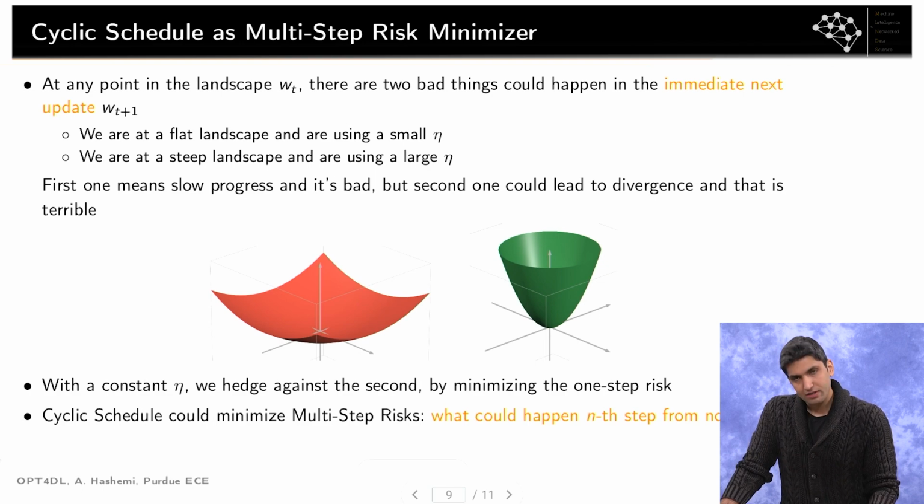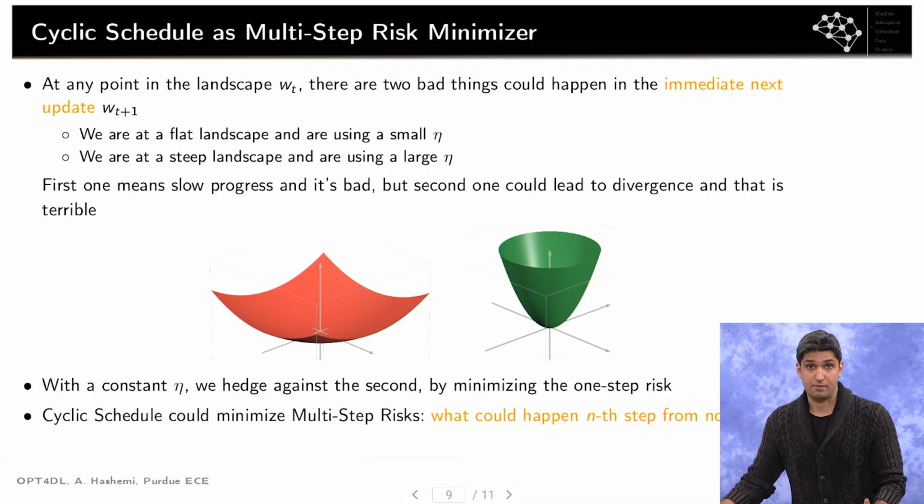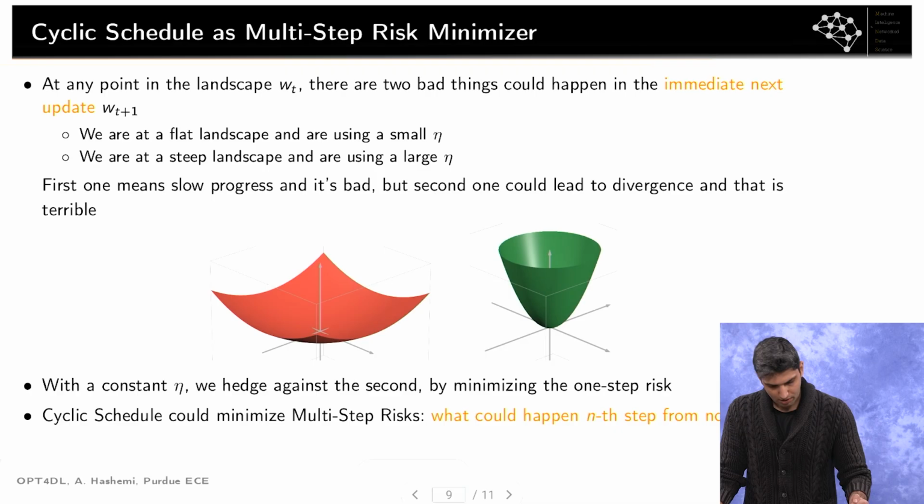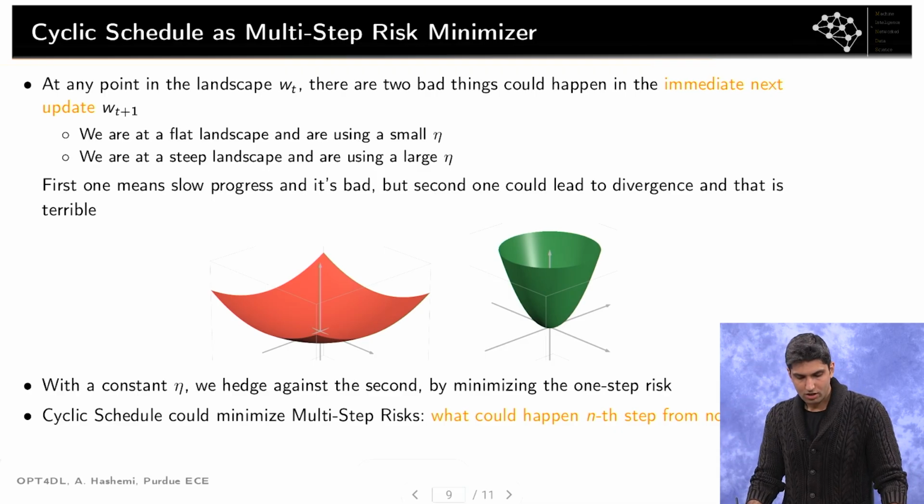And as we'll see, a constant step size is basically something that tries to minimize the one-step risk, but a cyclic step size schedule is something that tries to minimize, let's say, the n-step risk, where n basically determines how many learning rates you use in each period. Okay, so let's see how we can arrive at this conclusion. Okay, and obviously we're going to work with a simple function to make this connection apparent.